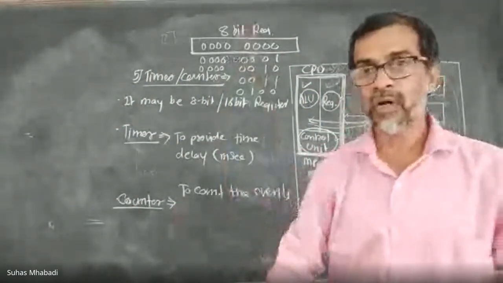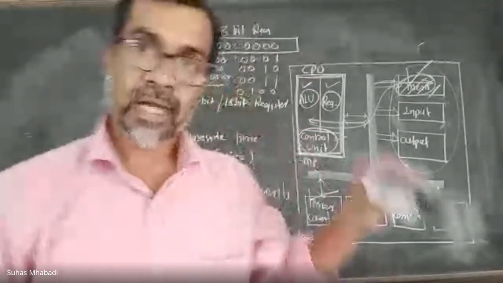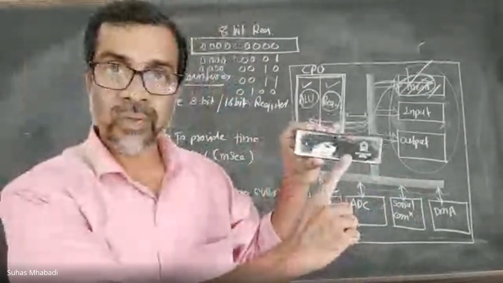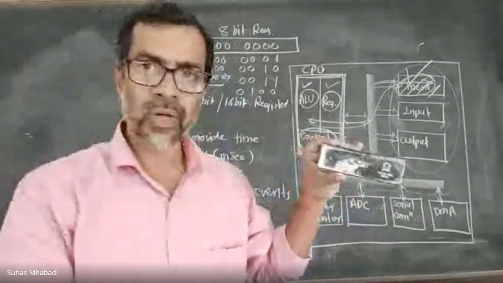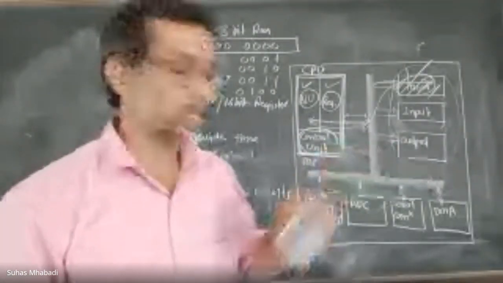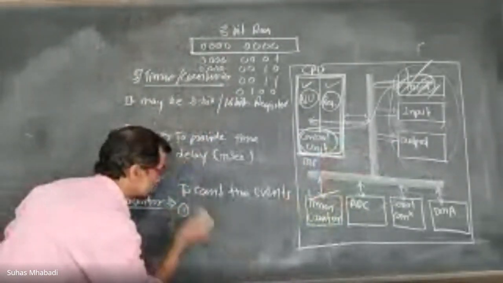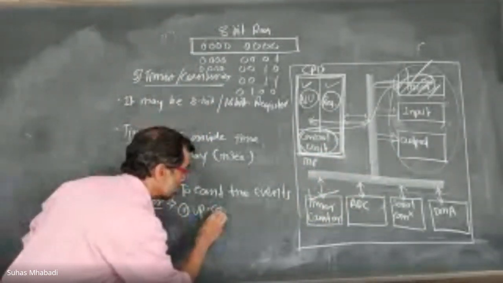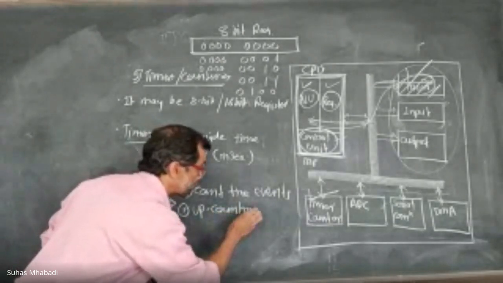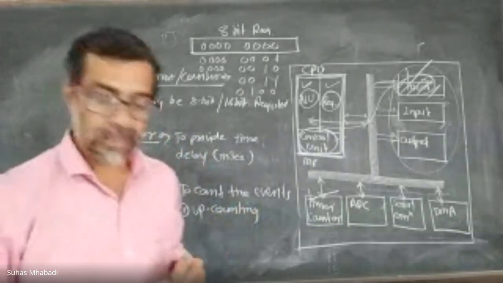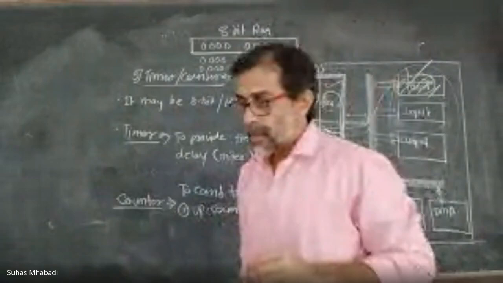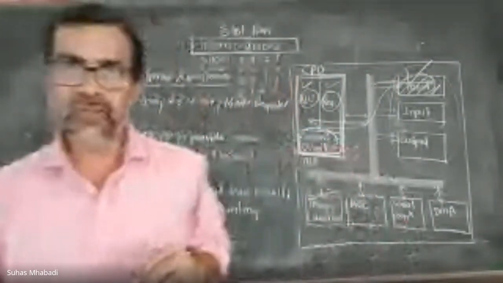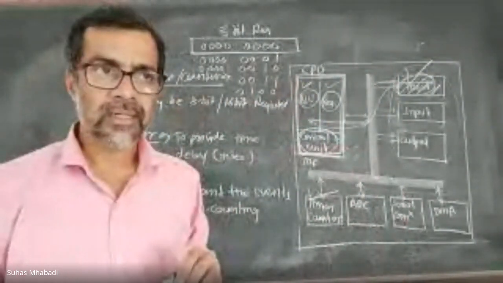This process is called up counting. So I can assign the task to this counter to go for counting, no doubt. But the counting would be up counting. So there are two things. Up counting. The counting can be done in a different way also. Down counting. Down means what?